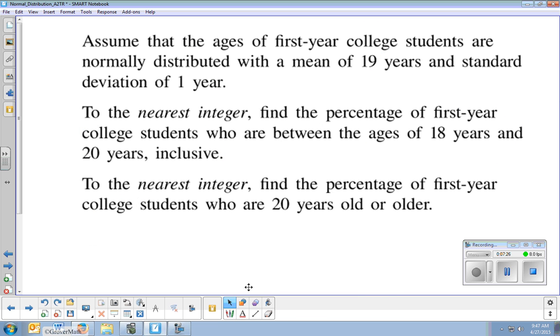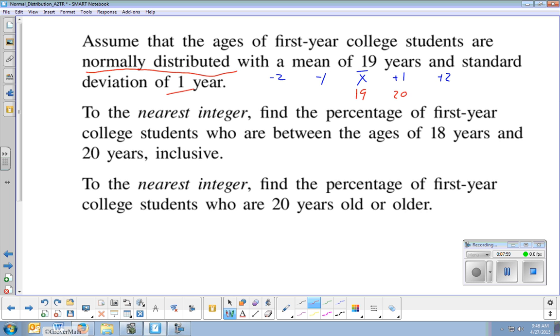Let's do another. Let me set up that little bit right there. Average, and I'll just do the wholes for now. Like I said, I could fill in the 0.5s if I need to based on what the problem's telling me. So, assume that the ages of first-year college students are normally distributed. That's the key word right there. When you see that in the problem, that's when you know you're using this curve. With a mean of 19 and a standard deviation of 1. So that's nice and simple.